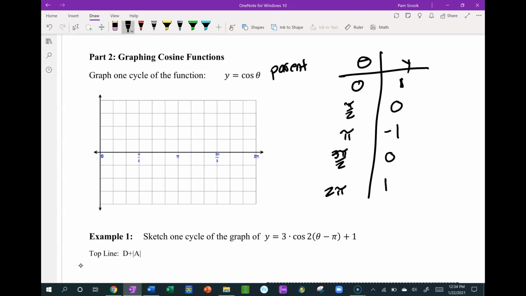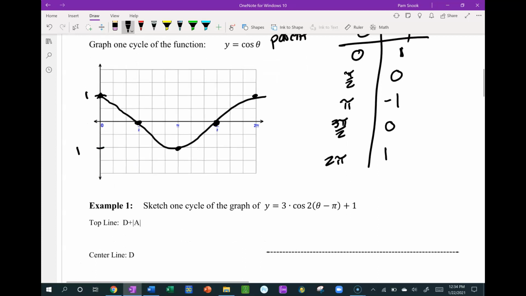So then if I go ahead and sketch my graph, instead of starting at 0 and going up like I would for the sine, I'm going to start at 1, but I'm going to go down. So here's what it looks like. Oh, that's an awful graph. Let's try again. And again, try to make it smooth, not like a V shape.